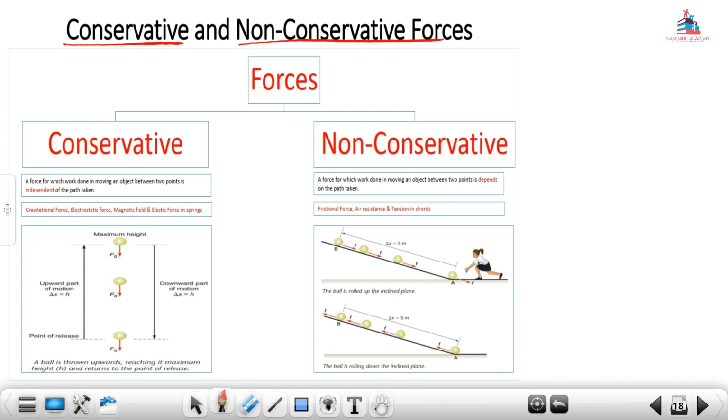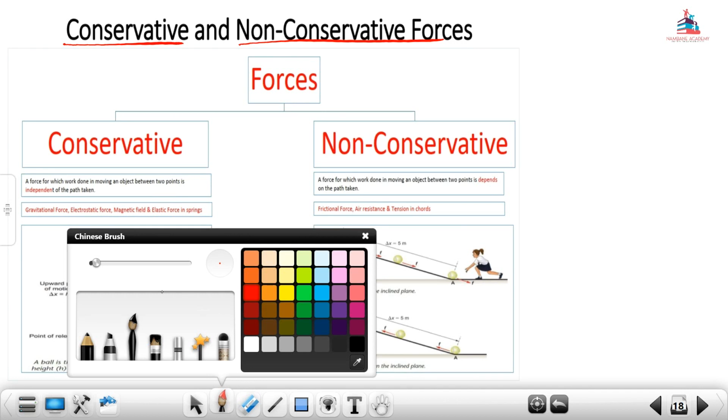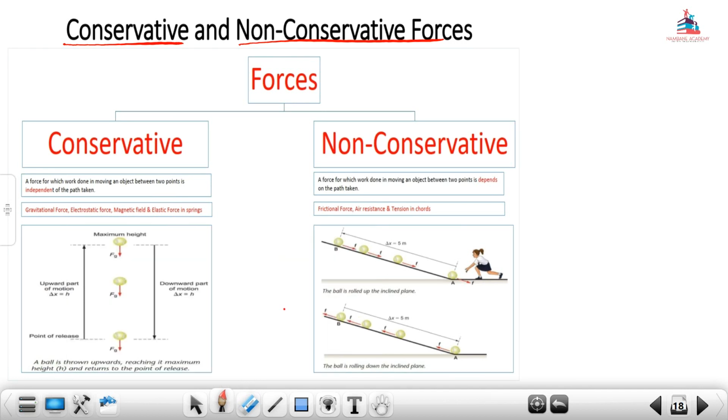What the exam guideline says is that a conservative force is a force for which the work done on a moving object between 2 points is independent of the path taken. What are they exactly saying when they say independent of the path taken? Let's do this.